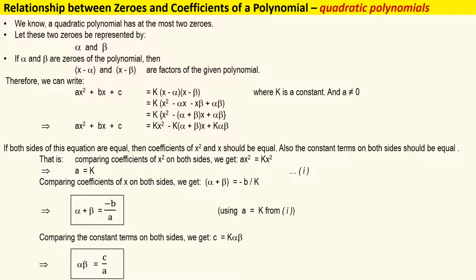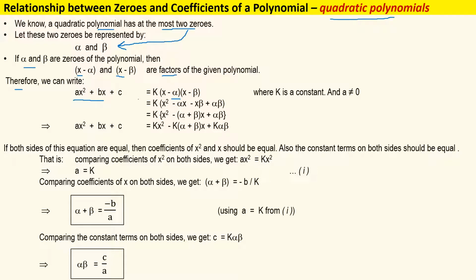Let's now talk about the quadratic polynomials. We know that a quadratic polynomial will have at the most two zeros, and let's represent those two zeros by the letters alpha and beta. If alpha and beta are the zeros of the polynomial, then x minus alpha and x minus beta will be the factors of the given polynomial. Therefore, we shall be able to write the polynomial ax squared plus bx plus c equal to k times x minus alpha times x minus beta.